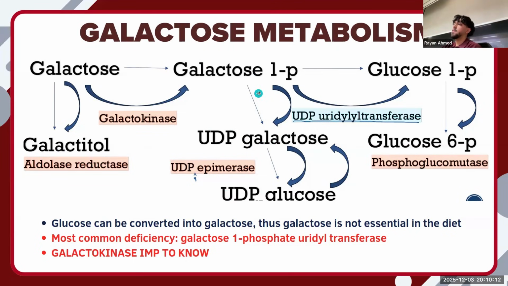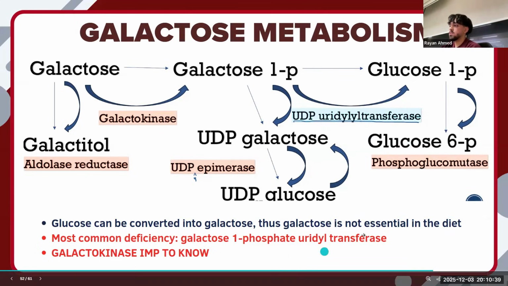And galactose 1 phosphate can be converted into glucose 1 phosphate by UDP uridyltransferase. The most important enzyme you need to know in galactose metabolism, right here, is UDP uridyltransferase. And glucose 1 phosphate can be converted into glucose 6 phosphate by phosphoglucomutase. Again, just remember that. Now, the most important deficiency in galactose metabolism is galactose 1 phosphate uridyltransferase, right here, UDP uridyltransferase, from galactose 1 phosphate into glucose 1 phosphate. This is the most common deficiency.